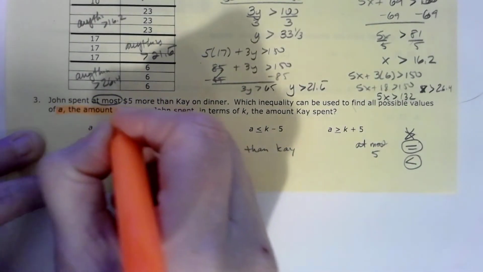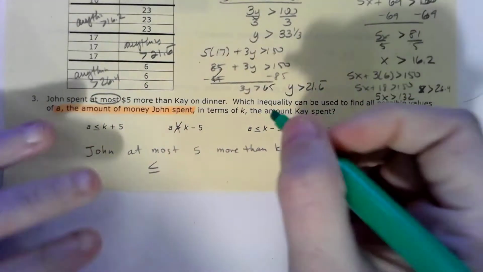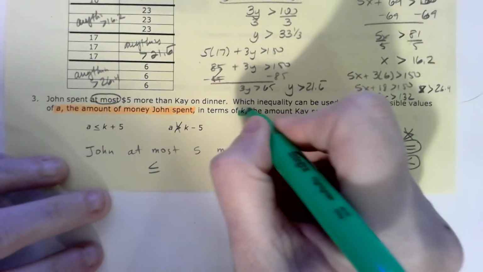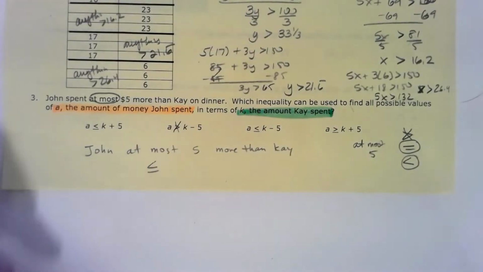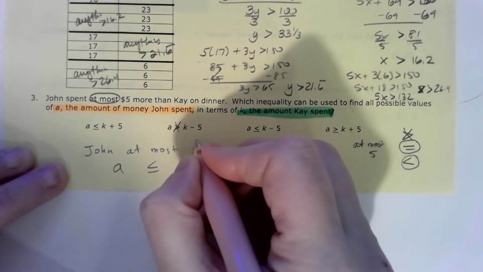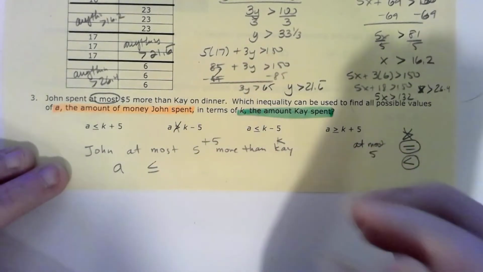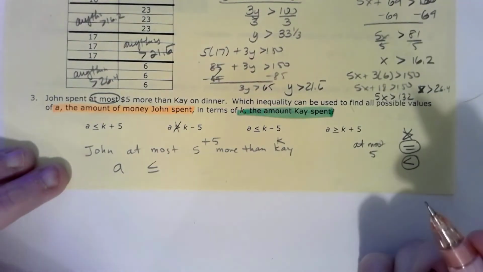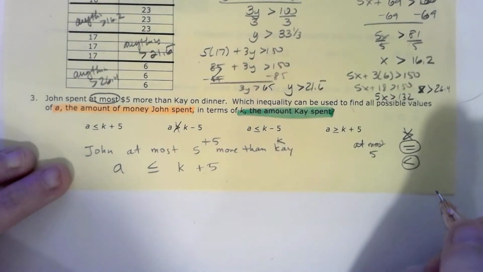A is the amount of money John spent, and K is the amount of money K spent. Don't you think using J would have been better, but whatever. So A is at most 5 more than K, so K plus 5. Plus 5K sounds dumb, right? So I would do K plus 5.